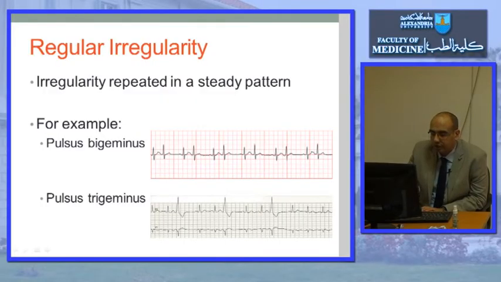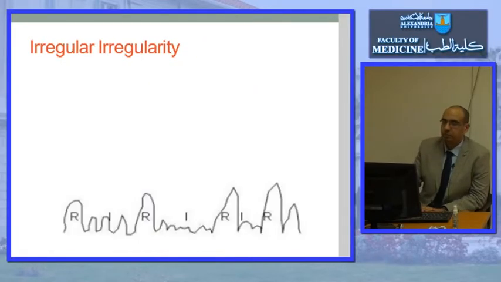If we look at it, we find irregular beats here, here, here. But with a closer look, we find that this irregular beat is present after each two normal beats. 1, 2, abnormal. 1, 2, abnormal. 1, 2, abnormal. So there is irregularity, but it is regular. So this is called pulsus trigeminus.